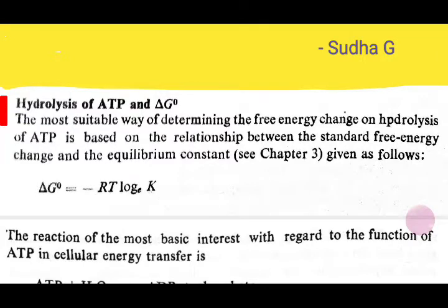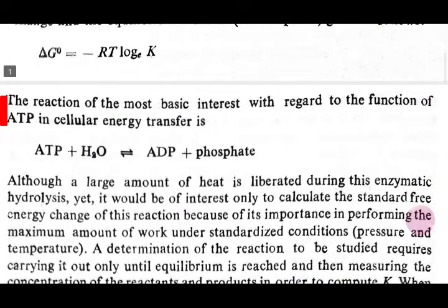We know that whenever energy is required by the cells, or any process which is going on in the body of plants and animals, ATP breaks down to furnish energy and to perform work. The most suitable way of determining the free energy change on hydrolysis of ATP is based on the thermodynamic relationship between the standard free energy change and equilibrium, which is given by the following equation.